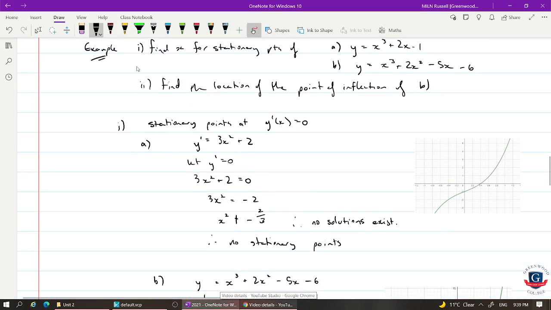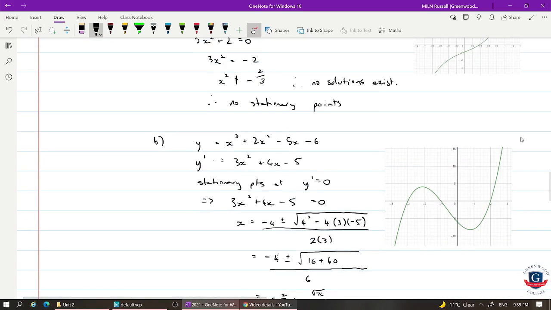So, find the x for stationary points of y equals x cubed plus 2x minus 1, and y equals x cubed plus 2x squared take 5x take 6, and find the location of the point of inflection for b. So part a. Here's the graph. We can see that it has no stationary points. Let's see if the algebra shows that. y prime equals 3x squared plus 2. Let y prime equal 0, so find out where the gradient is 0. Equate this to 0. Try and solve it. There are no solutions, or no non-complex solutions. If you're doing Specialist, you'll learn about complex numbers next year. But if no solutions exist, there are no stationary points.